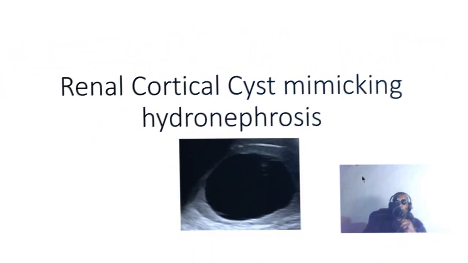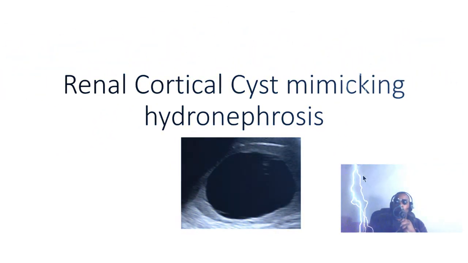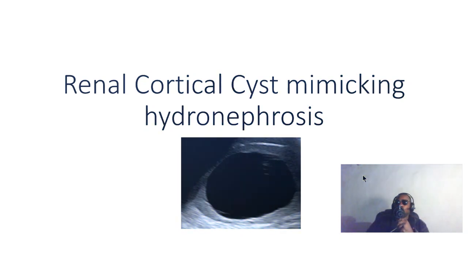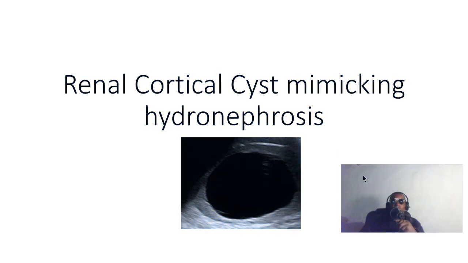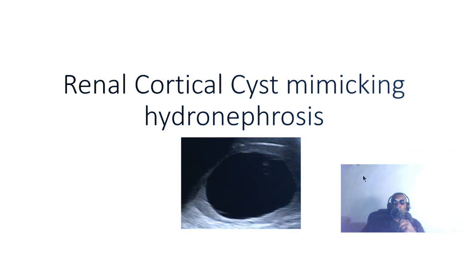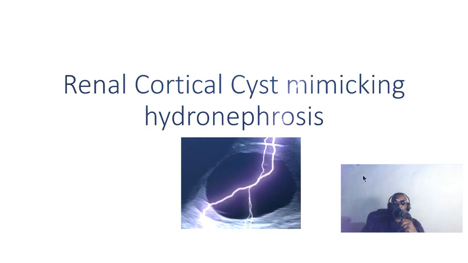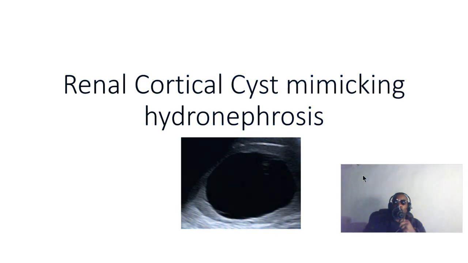Hello and welcome. Allow me to talk about one of the common pathologies that you find in kidneys. The pathology that we are going to discuss today is a renal cortical cyst. At times the renal cortical cyst will be small, well visualized, and very much distinguishable from a hydronephrosis. In this case, we're going to present a very huge cortical cyst that mimics a hydronephrosis.